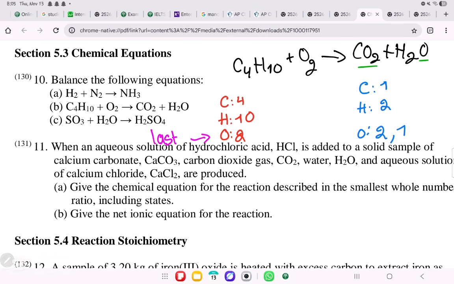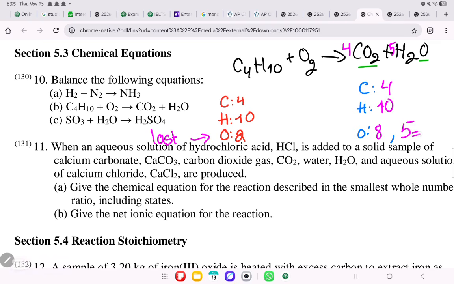Now let me try changing here. If I put a 4 over here, my carbon will become 4. Okay, so now 4 carbons on both sides. But what happens to my oxygen here? It becomes 4 times 2, which is 8. Now, what if I put a 5 over here? This will be 2 times 5, which is 10. And this would be 1 times 5, which is 5.